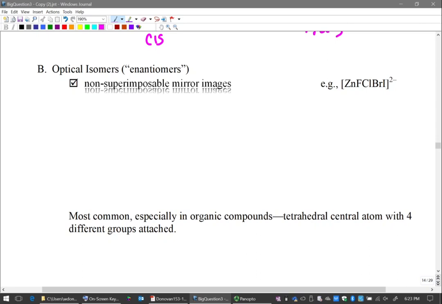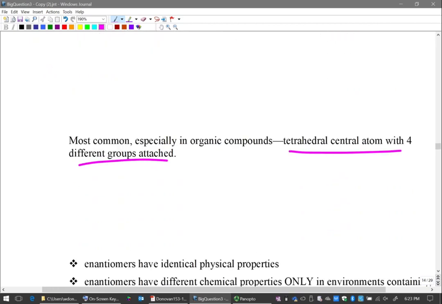These are not identical. That may be counterintuitive, but even though they're mirror images, they are not identical. There are other examples, like your hands. Your hands are non-superimposable mirror images. So are your feet. Anytime you have a tetrahedral central atom with four different groups attached, you have the existence of enantiomers, which are also called optical isomers. I'll get back to the zinc one on Thursday, but what I want to mention right now is that enantiomers are everywhere, or at least the possibility of enantiomers.